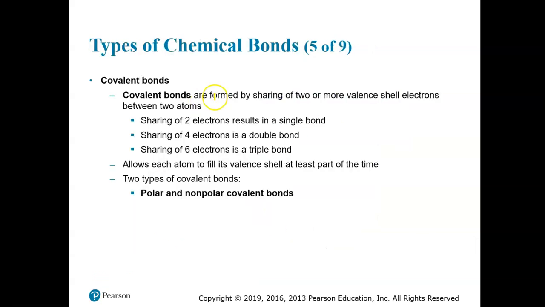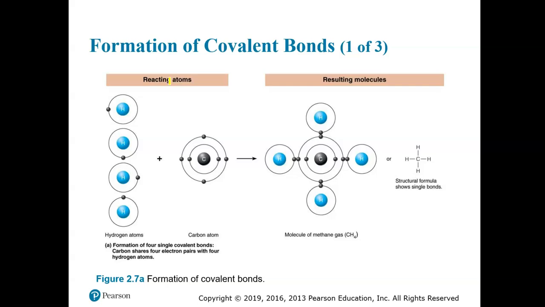Then we have covalent bonds. And covalent bonds form not by losing and gaining, but by sharing electrons. And we can have 2 types. They can be polar or nonpolar, but we'll get to that. This is a covalent bond. It's 4 covalent bonds, actually, that form between a carbon atom and 4 different hydrogen atoms.